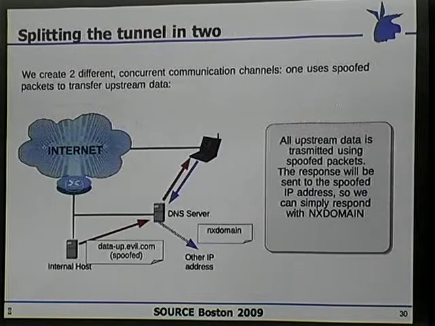However, what we did was to split the tunnel in two. We create two concurrent communication channels. The first one uses spoofed packets to transfer upstream data. So you see that the data up is sent with spoofed packets to the DNS server up to our box. The responses go back to some other IP address, for instance, NXDOMAIN responses.